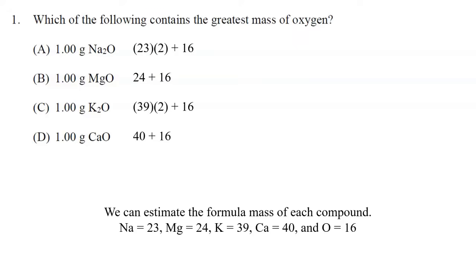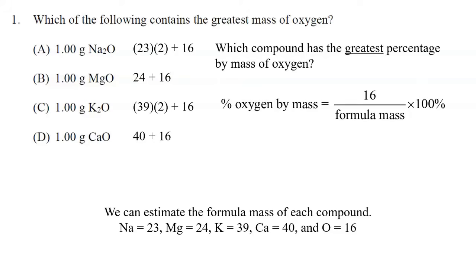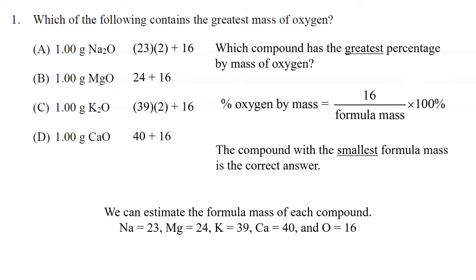I haven't calculated the total, but let's think about this. Which of these 4 compounds has the greatest percentage by mass of oxygen? Since we're doing this math of 16 divided by the formula mass, whichever compound has the smallest formula mass will be the correct answer. So looking at these 4 choices, 24 plus 16, or the mass of MgO, that's going to be the smallest formula mass in this set, so that makes choice B the correct answer to this question. It's going to have the greatest percentage of oxygen by mass, and therefore will contain the greatest mass of oxygen.